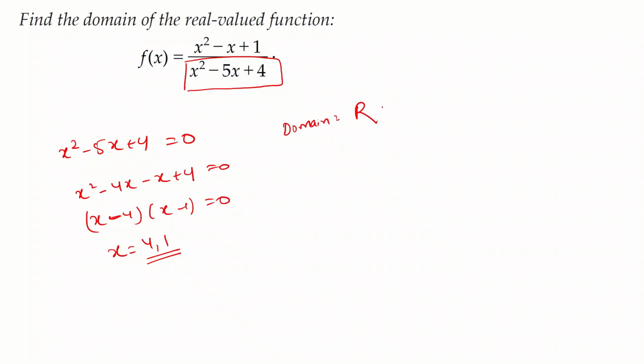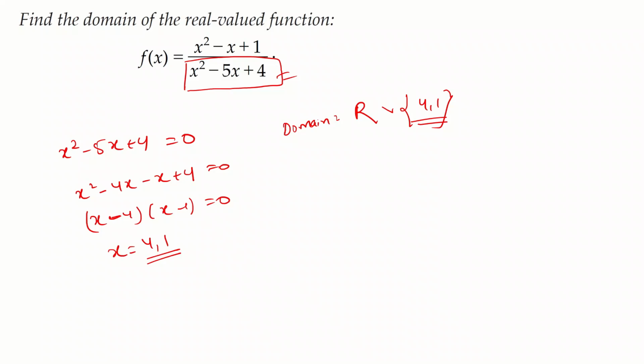is the set of all real numbers except this set {4, 1}, because these are actually the points for which the denominator gives us 0. So we exclude these points, and all the rest of the points give us valid functional values. So they are there in the domain, and that's it.